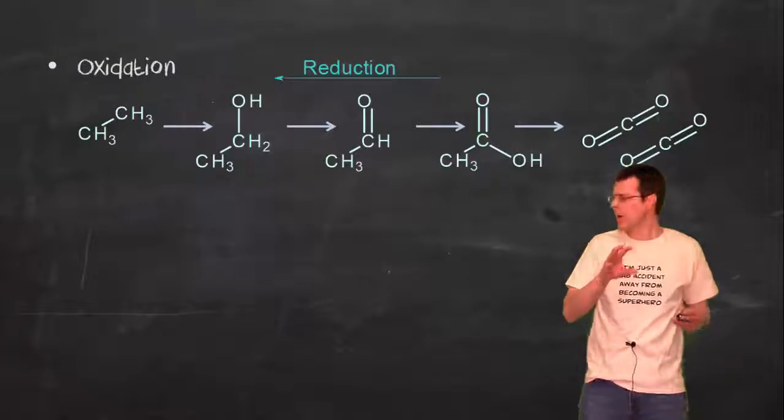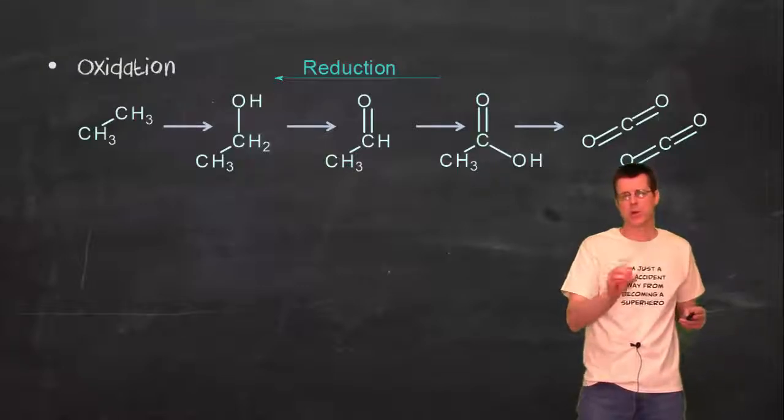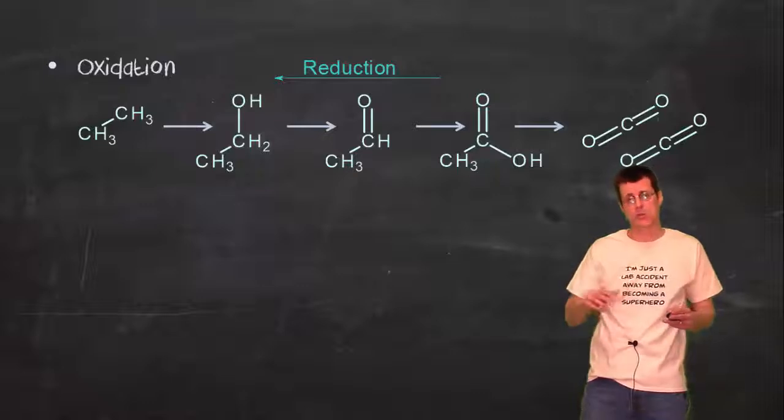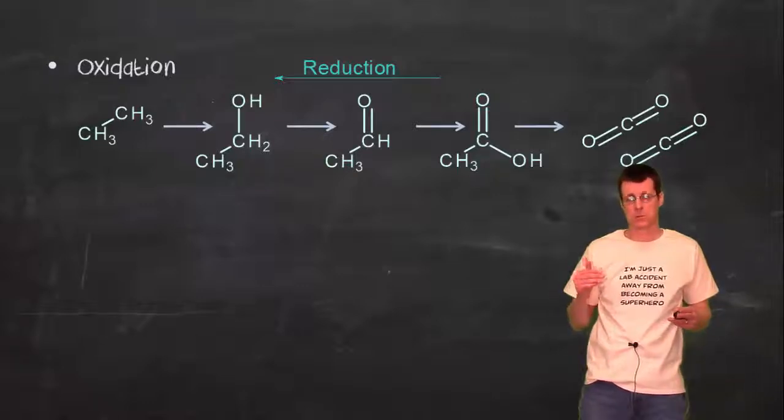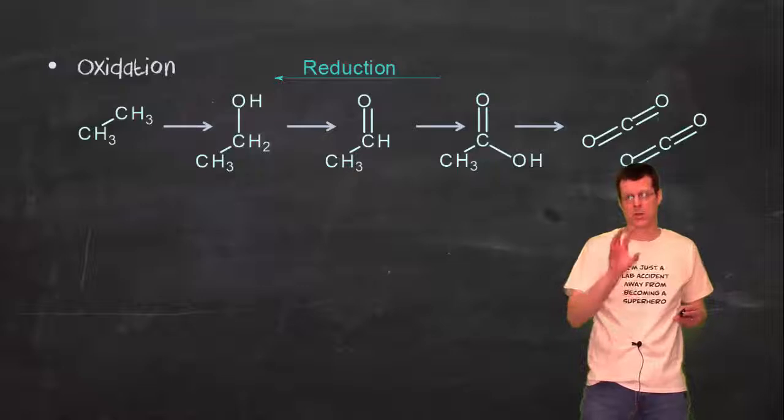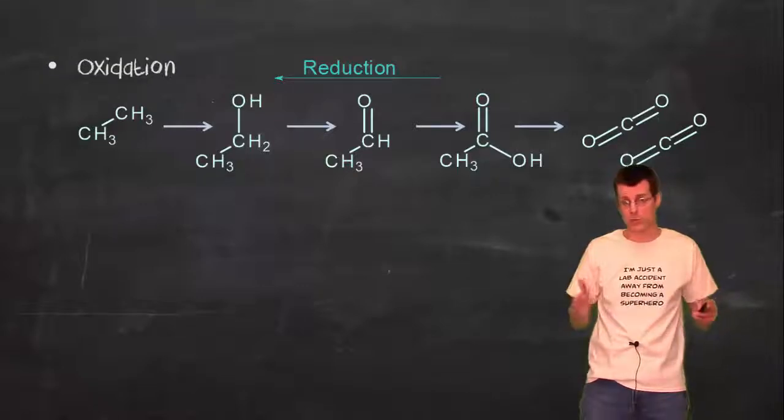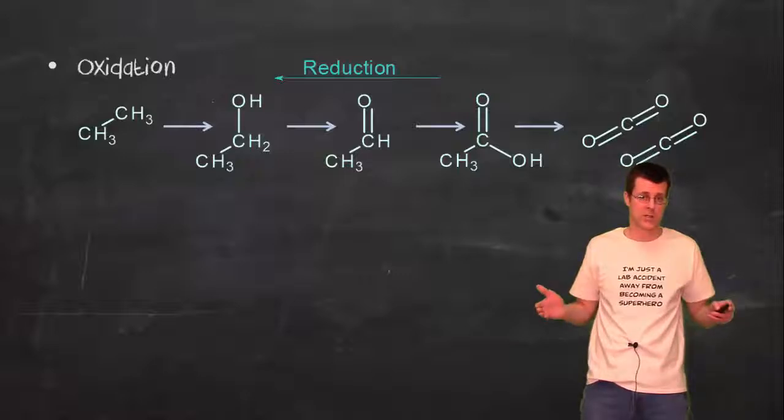I want to think about oxidation though in terms of how many bonds we have to the carbon. So I start out with how many bonds we have to an oxygen. I start out with no bonds to an oxygen, then I have 1, then I have 2, then I have 3 bonds to oxygen, all the way up to carbon dioxide with its 4.